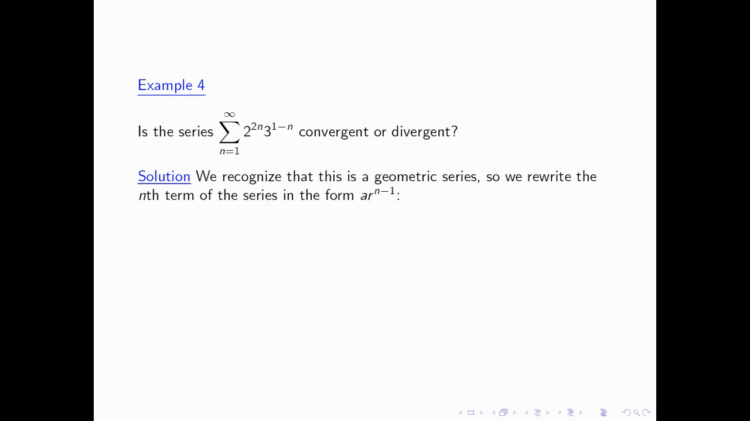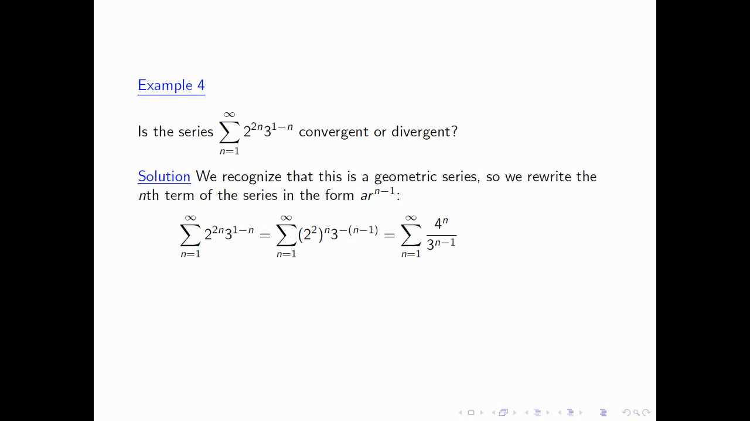So we recognize this as a geometric series, and we rewrite the nth term of the series in the form a r to the n minus 1 as follows. We say the sum from 1 to infinity of 2 to the 2n times 3 to the 1 minus n. I'm going to write the 2 to the 2n as 2 squared raised to the power n. I'm going to change the sign of the 1 minus n to n minus 1. And now I can rewrite that as 4 to the power n divided by 3 to the n minus 1.